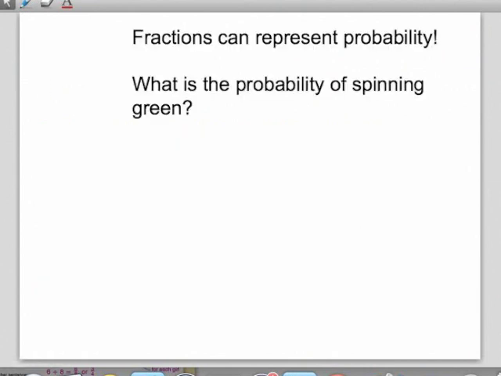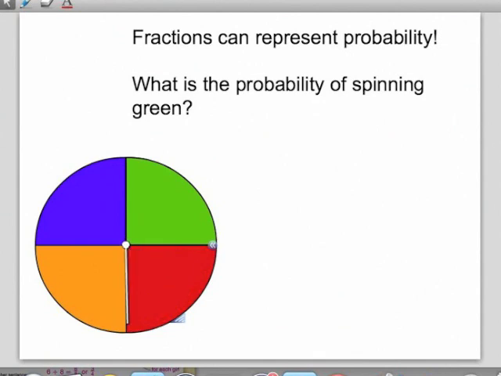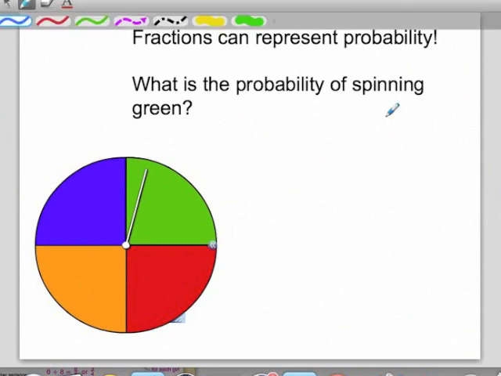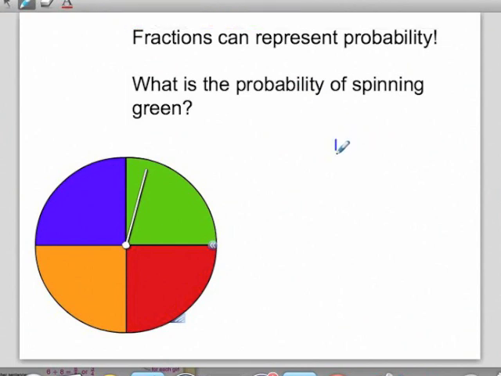Next up, fractions can also be represented as probability. So if we look right here at the spinner below, which just landed on green, what is the probability of it landing on green? We've talked about this a lot. Remember, when you're doing a probability, you want to think about the top number as the outcome you want. Okay, so only one of these pieces is actually green. So my number on top is going to be 1.